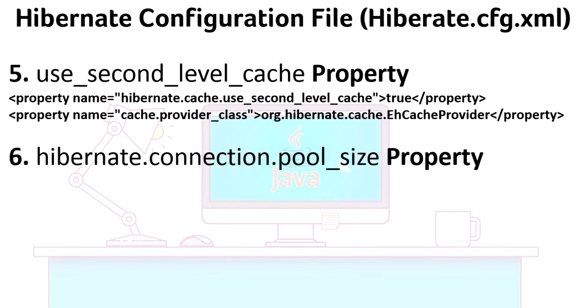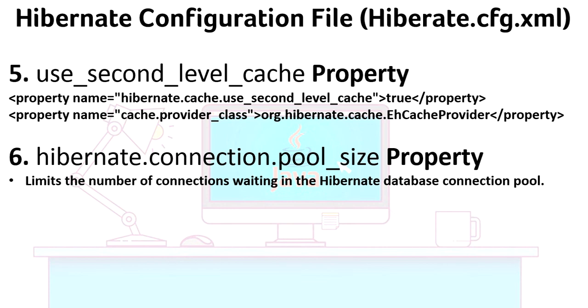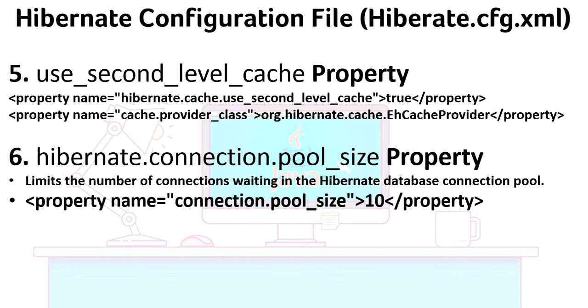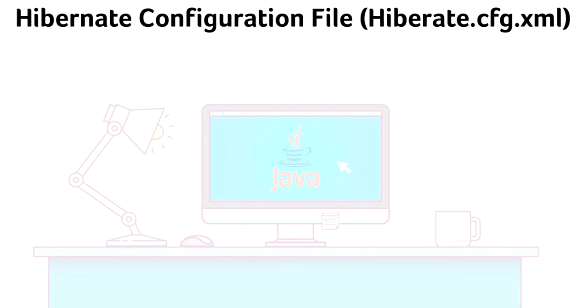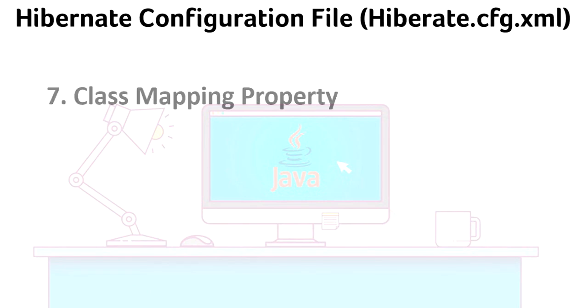And the next property, which is also optional, is the connection pool property. It actually limits the connections waiting in the Hibernate database connection pool. By default it is 1. So it can be set to any count, and it will limit the waiting Hibernate database pool connections. The last and important property we have to add in the Hibernate config file is the class mapping property.